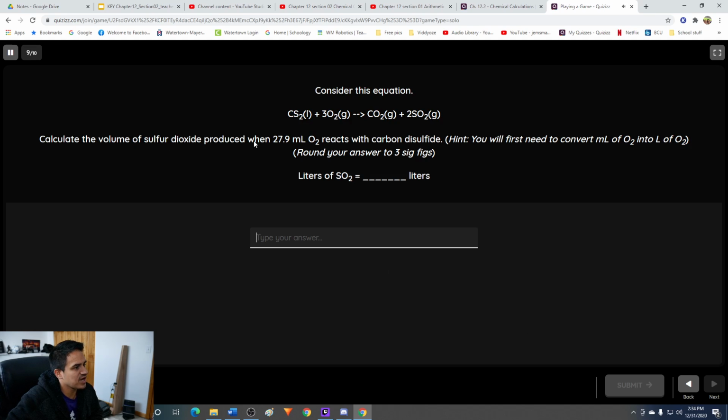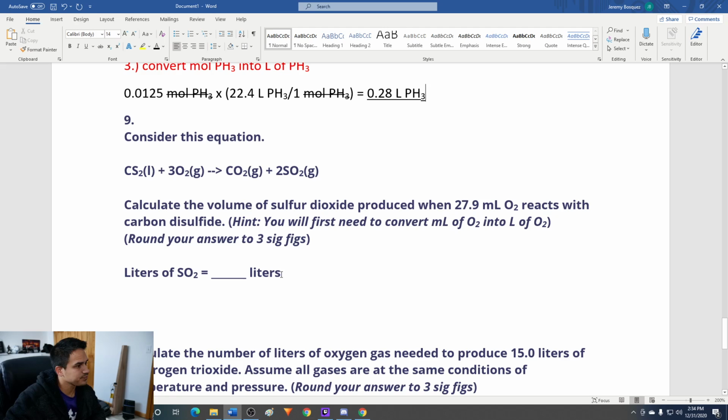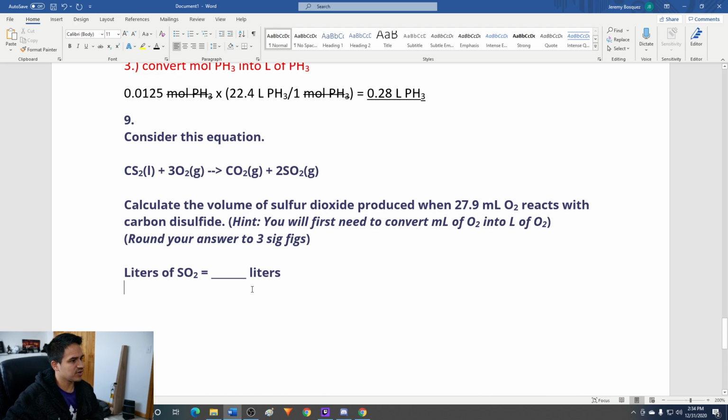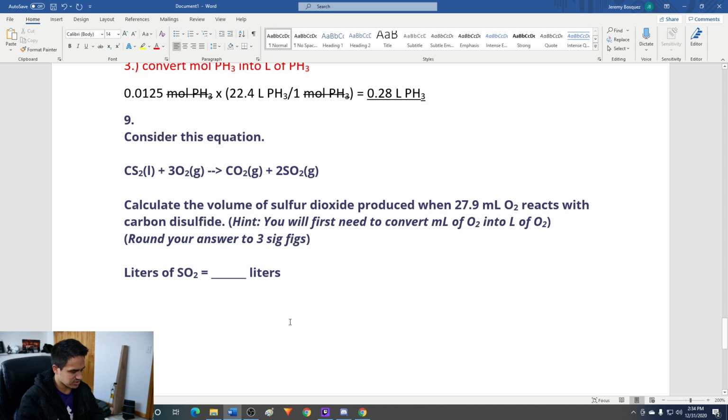Calculate the volume of sulfur dioxide produced when 27.9 milliliters of O2 reacts with carbon disulfide. Here's our reaction. Okay, so let's look at our problem. Again, I have it copy-pasted here already. So we have 27.9 milliliters of O2, and this is going to be reacting, and they want us to find the volume of sulfur dioxide. So that's going to be liters of SO2. Okay, SO2 is sulfur dioxide.